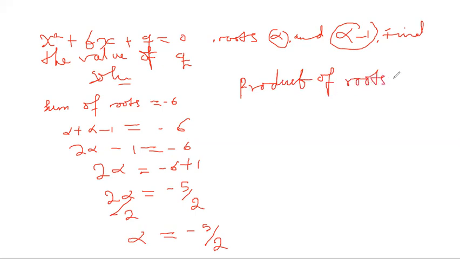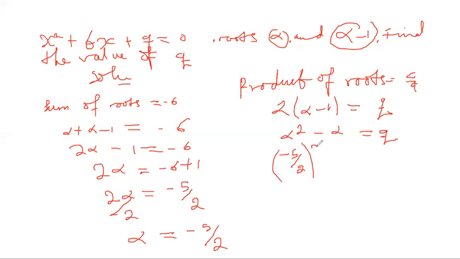And this should be C over A. So when we multiply alpha by alpha minus 1, it should give us alpha squared minus alpha. But this is equal to q. So this would be alpha squared minus alpha, which is equal to q. But we already have the value of alpha, which is negative 5 divided by 2.